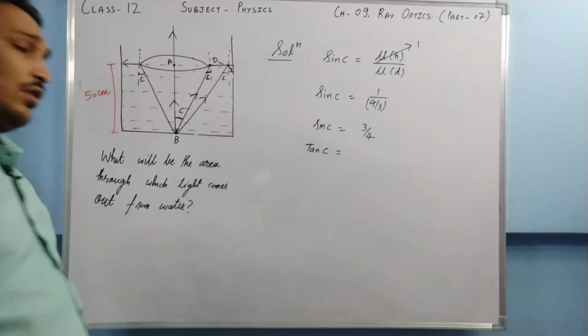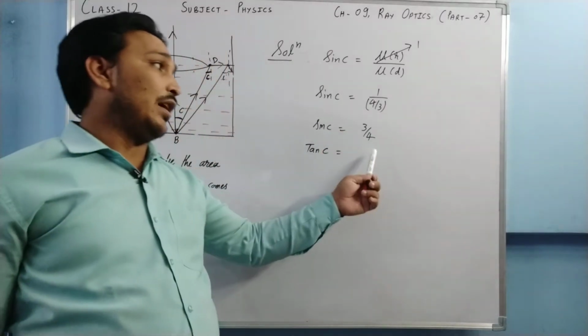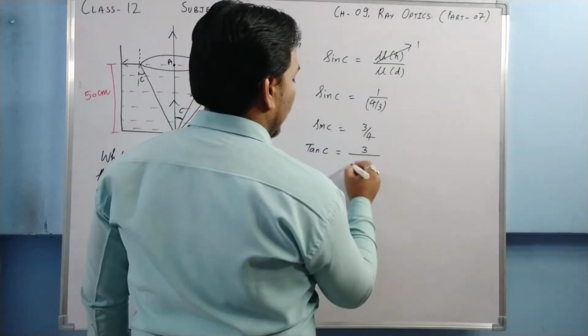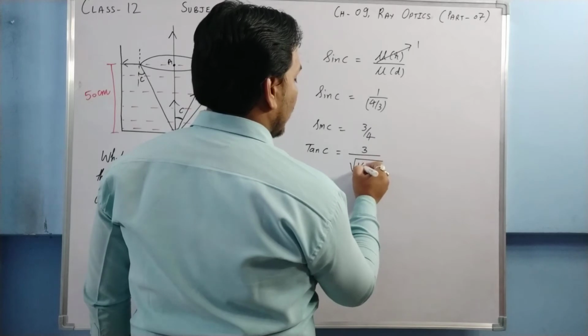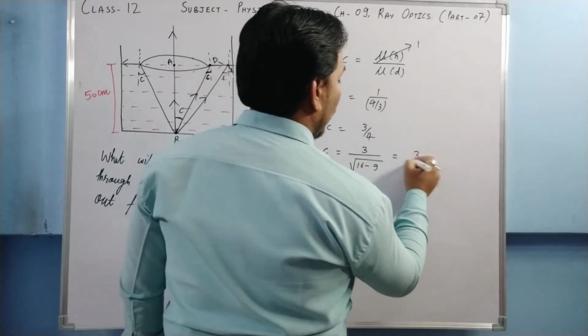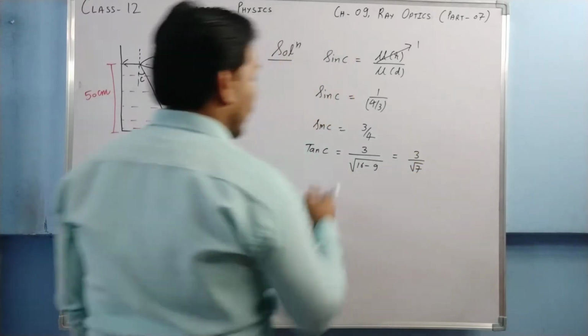Tan C is equal to what? Sine C is perpendicular upon hypotenuse. Tan C is equal to perpendicular upon base. Perpendicular is 3, and base is going to be the square root of 4 square, which is 16, minus 3 square, which is 9. So it is going to be 3 upon under root 7. This is the value of tan C.